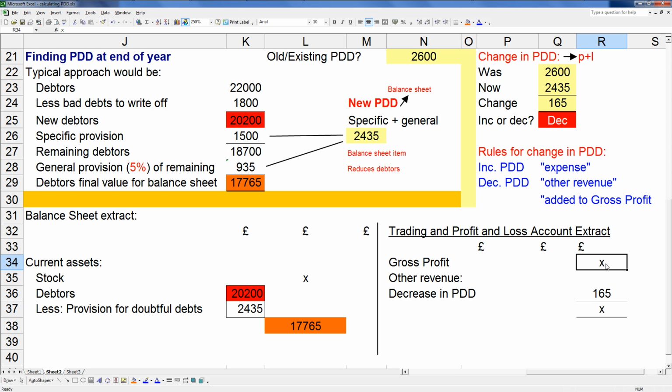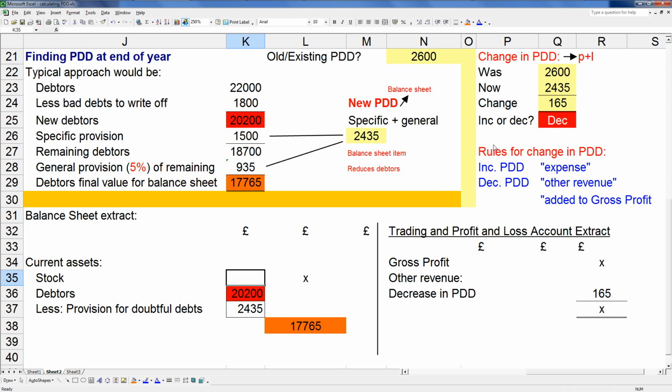So that's me tweaking the old and existing PDD from a lower number to a higher number, and hopefully you can now see the effect of changing PDD. So I've gone through there the pro forma of calculating PDD in full, using all the different types of provision and bad debts. I've gone through the balance sheet extract in terms of the structure. I've gone through the change in the PDD, which affects the P&L, and the P&L extract as well, from the perspective of a decrease.